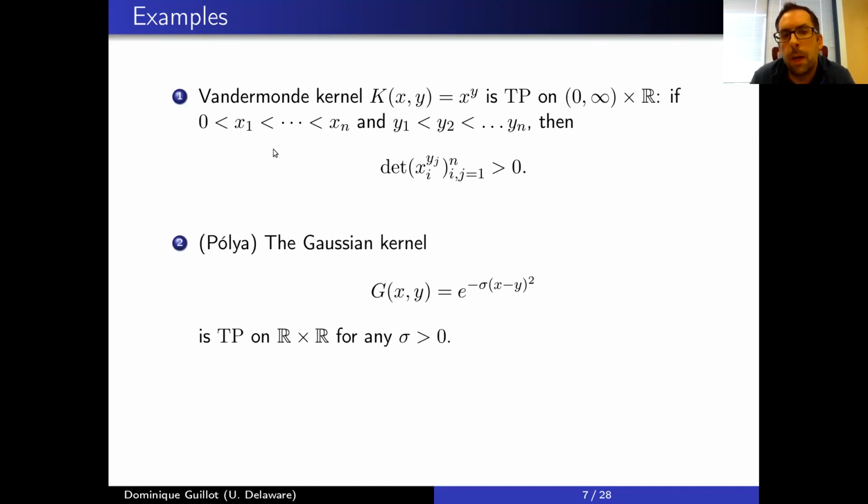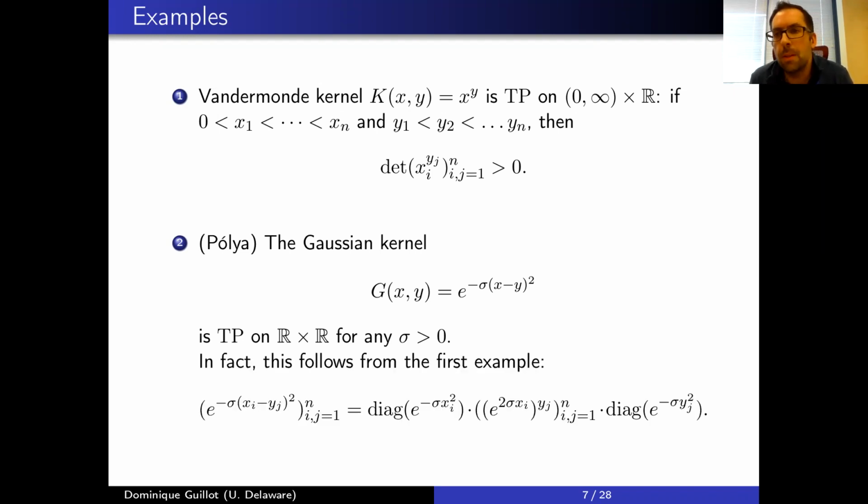Another important example that I believe was first studied by Polya is the Gaussian kernel, which is always totally positive on R². As a matter of fact, I claim this example is a special case of the first one, for the following reason. If you form any finite matrix using the Gaussian kernel, you can show that it is in fact a rescaling of a generalized Vandermonde matrix using some diagonal matrices with positive entries. As a result, if you apply again the Cauchy-Binet formula, you can show that the determinants of these matrices are all positive, and therefore that the Gaussian kernel is totally positive.